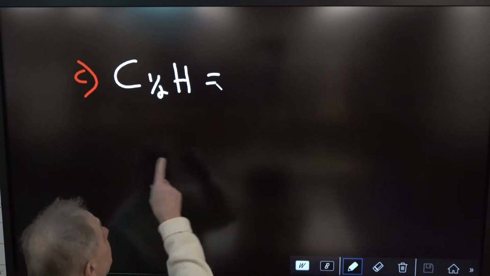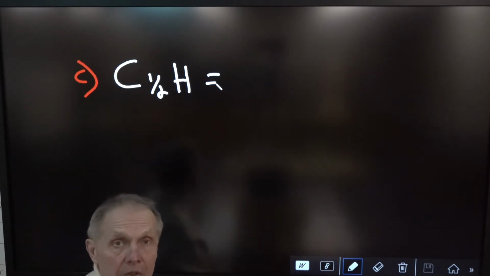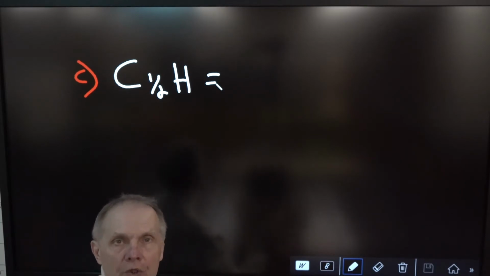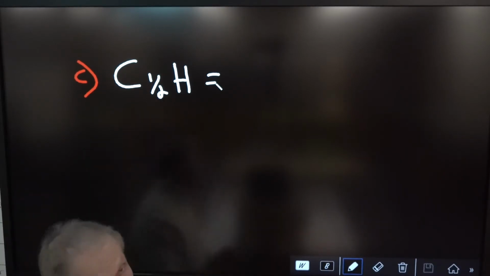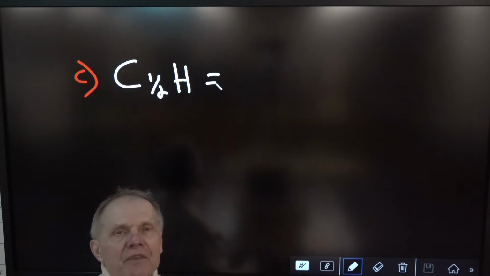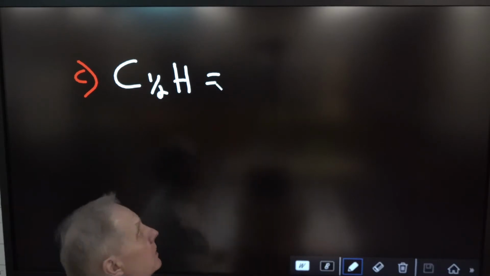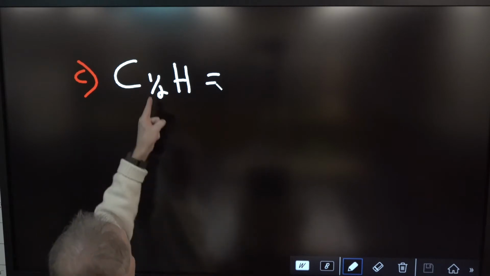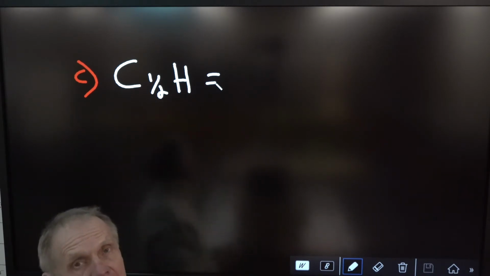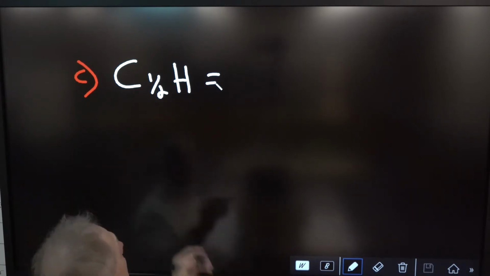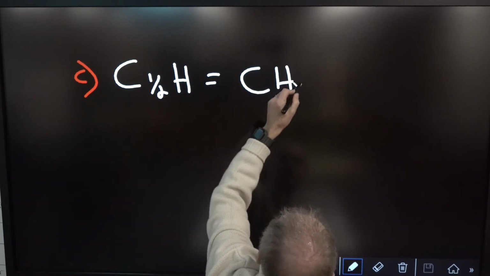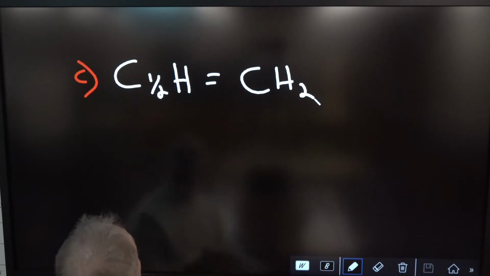Question: is that an empirical formula? Well, the empirical formula is the lowest whole number ratio. That's a fraction. That's not a whole number. So we have to pump it up to a whole number. So how do I pump up a half? I double it. But if I double that, I've got to double that. So the empirical formula of C1/2H would be CH2.